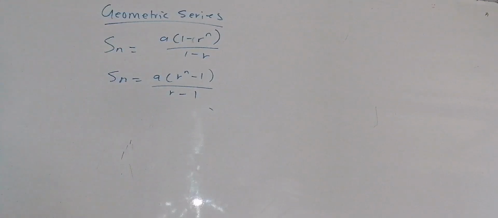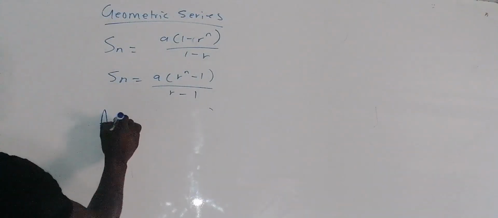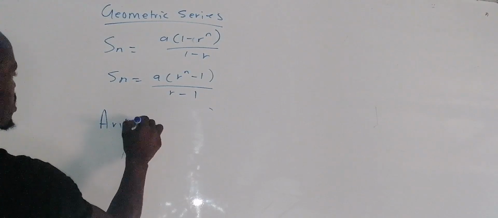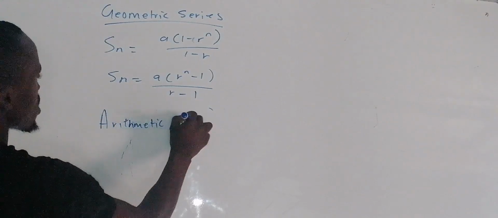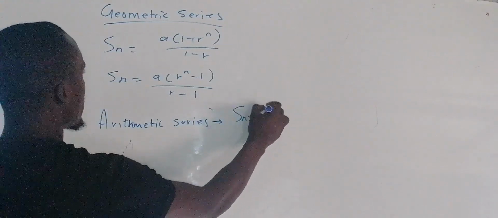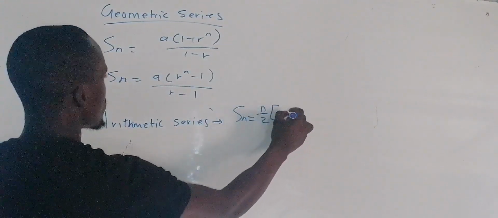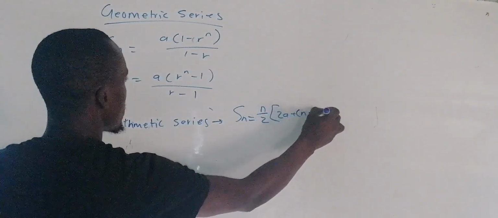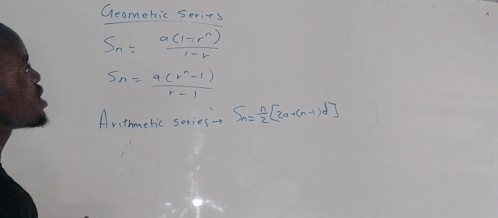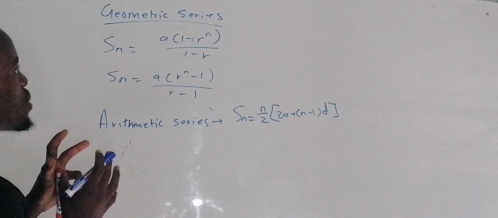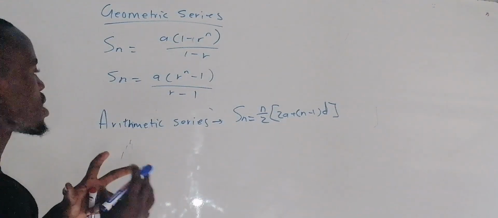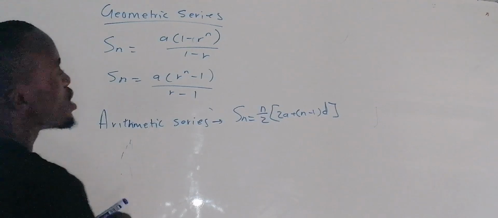Then we come to an arithmetic series. Its formula is Sn equals n over 2 times (2a plus (n − 1)d). Since this is a geometric series, it has a relationship with a geometric sequence. So since this is an arithmetic series, it has a relationship with an arithmetic sequence.